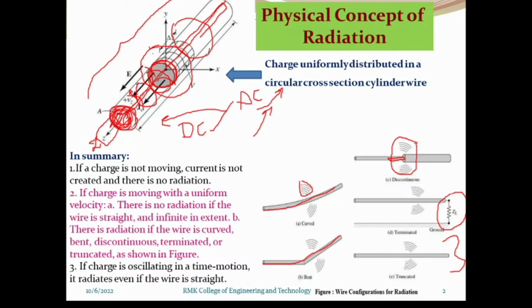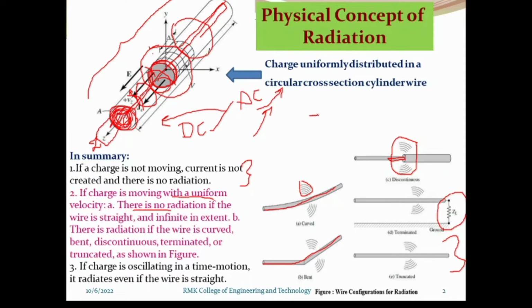So what is the summary of this case? If a charge is not moving, it is stagnant, and current will not be created. With no current, there is no radiation. But what is happening here? The charge is moving with uniform velocity, and still there is no radiation.